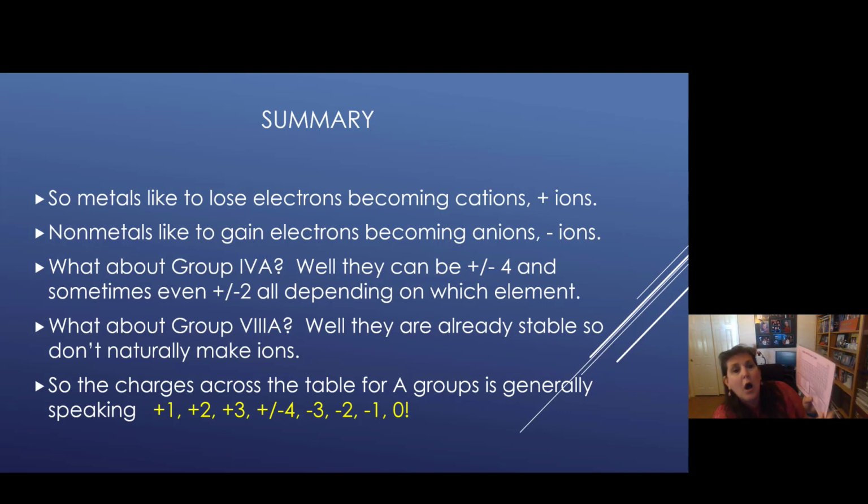So let's look at the charges all the way across the periodic table now. Column 1 is +1. Column 2 is +2. Column 3 is +3. Column 4 is plus or -4. Then we're going to count down -3, -2, -1, and the last column is 0. Let's do it again. Starting with column 1: +1, +2, skip over here, +3. Carbon column is plus or -4. Now count down: -3, -2, -1, 0.